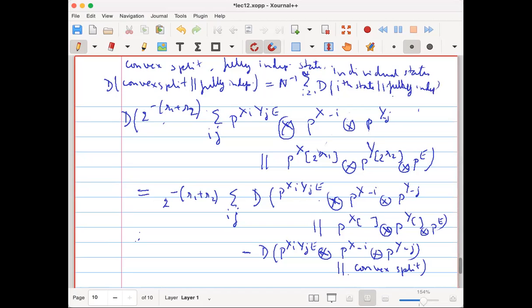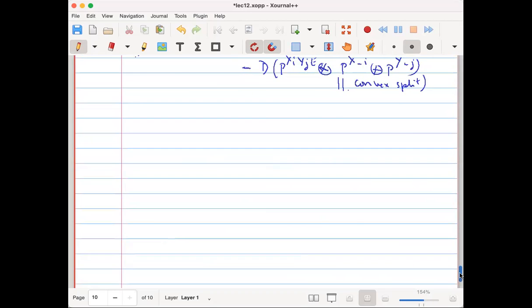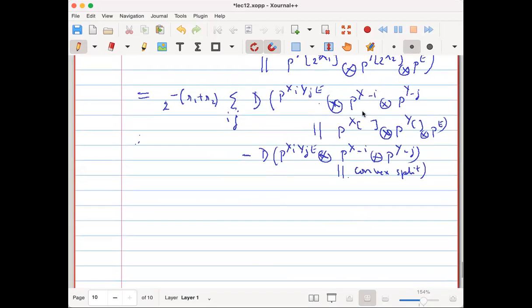Okay. Minus D of the ith state with respect to convex split. Okay. So this is the decomposition rule for relative entropy, and this is exactly what we have applied. Okay. So convex split state, fully independent state. So that is equal to the average. So this is the ith individual state with respect to fully independent state minus the ith individual state with respect to convex split state.